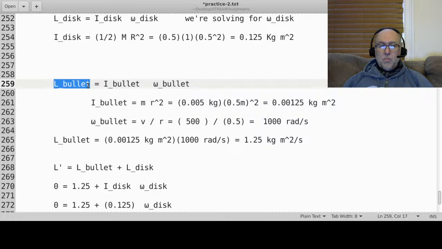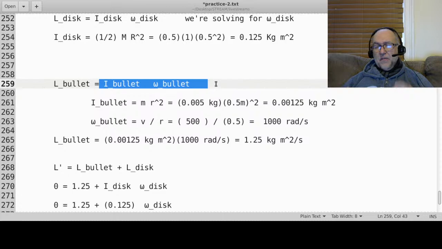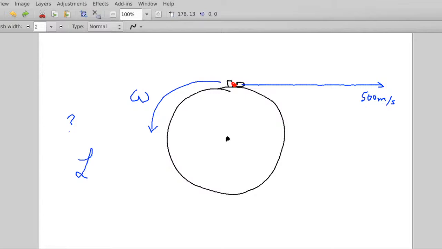The angular momentum of the bullet is the moment of inertia of the bullet multiplied by the angular velocity of the bullet. And at this point you're totally blown away because you're going, if it's going in a straight line, if it's linear, how does it have a moment of inertia and an angular velocity? Let me go back to the diagram and show you how you can get both of those.